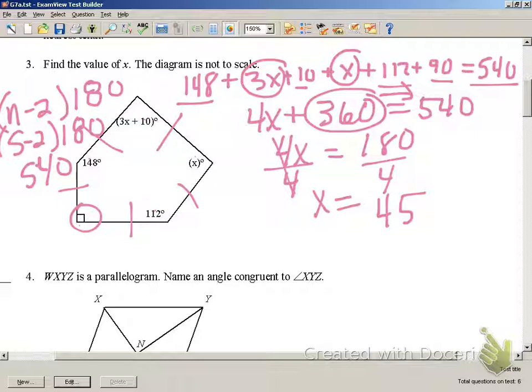And that's all we were asked to do, is solve for x. That's why it's important for us to see the diagram is not to scale, because when we look at that, it is not a 45-degree angle. We understand that. That's the reason why you don't go by what you see, but by what you know.